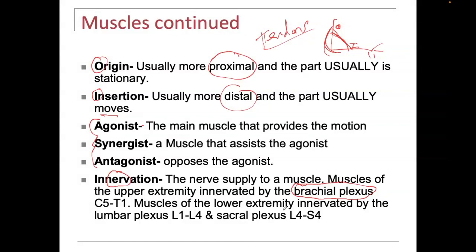And the muscles of the lower extremity, from the glutes all the way down, we have two plexi. We have a lumbar plexus, which goes from L1 to L4 nerve roots. And there's a sacral plexus, which goes from L4 to S4 nerve roots. If it wasn't for those nerves, the muscles would be paralyzed. If you cut a nerve, the muscle's paralyzed.